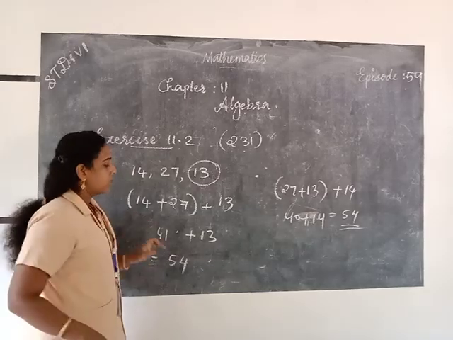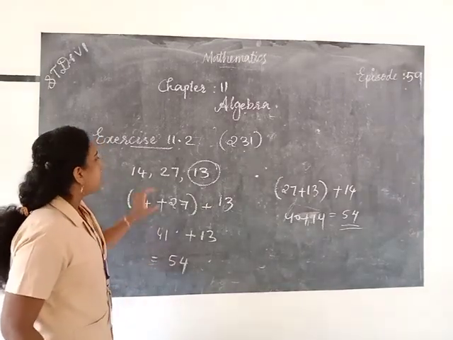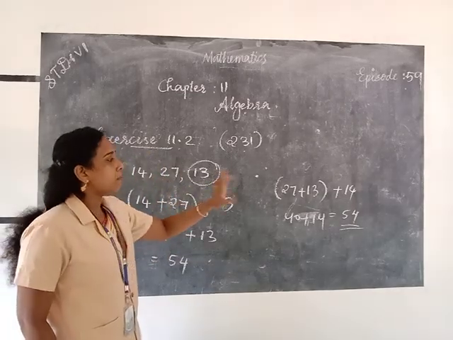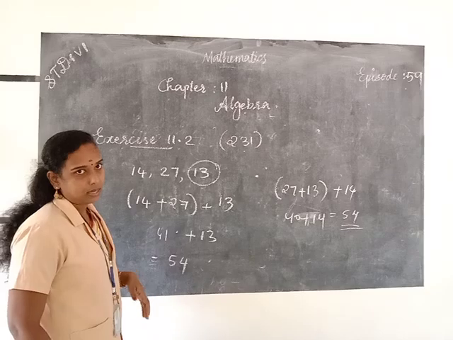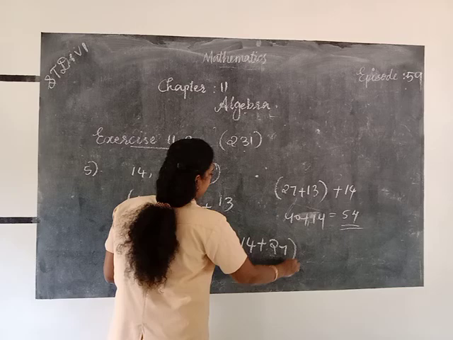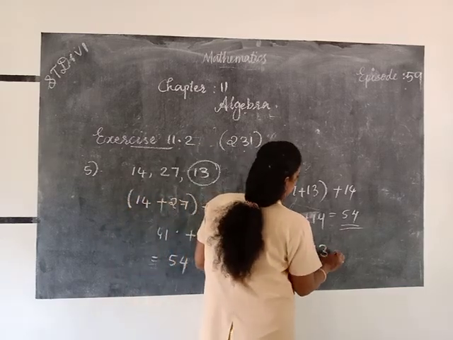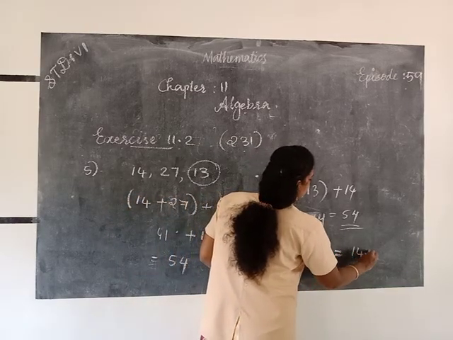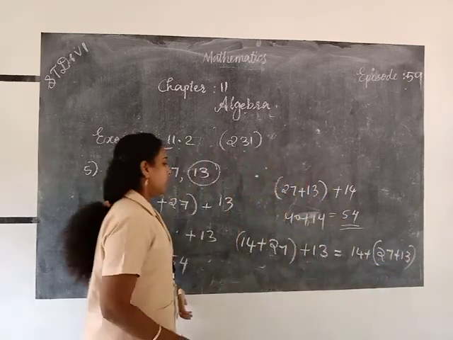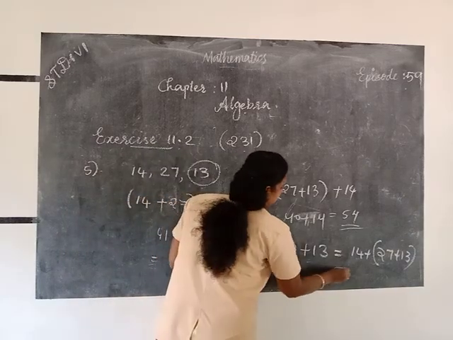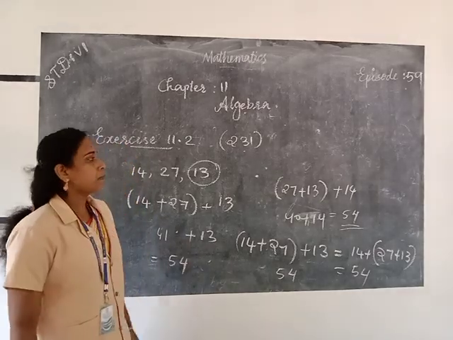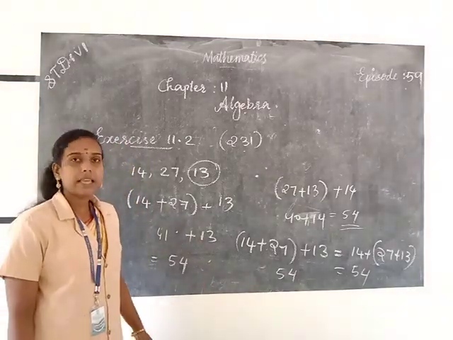Then we add the first number to the result of the second and third numbers, and we also get the same result. Which means 14 plus 27 plus 13 is equal to 14 plus 27 plus 13. Here we get 54 and here we also get 54. Which means if we add three numbers in any way, we get the same result.